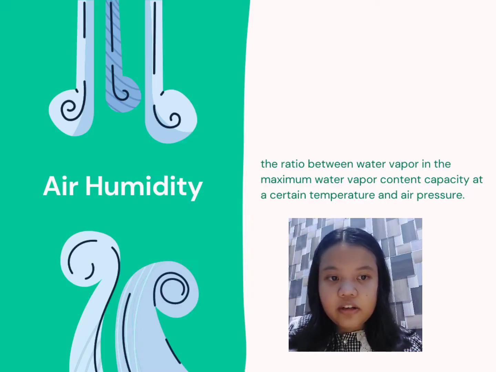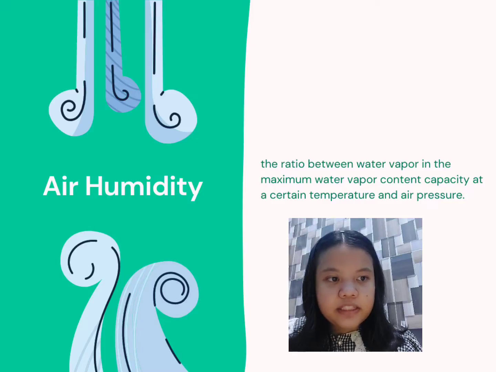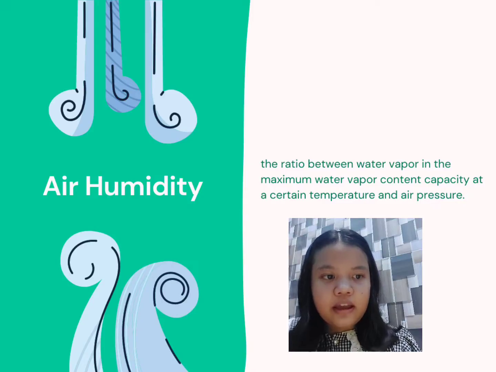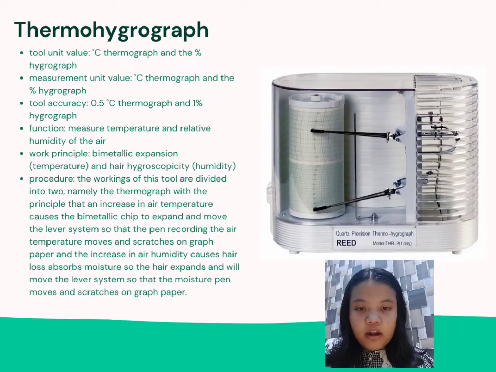The next is about air humidity. Air humidity is the ratio between water vapor and the maximum water vapor content capacity at a certain temperature and air pressure. Number one of air humidity tools is the thermohygrograph.